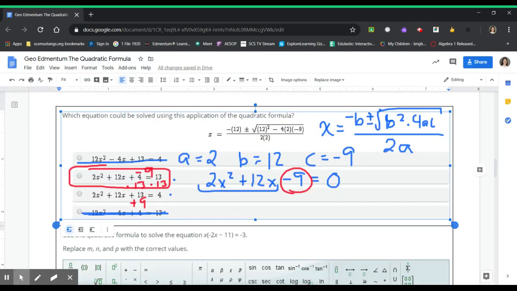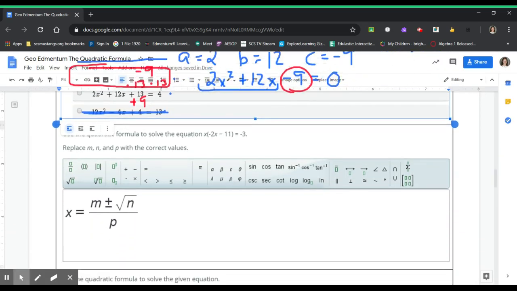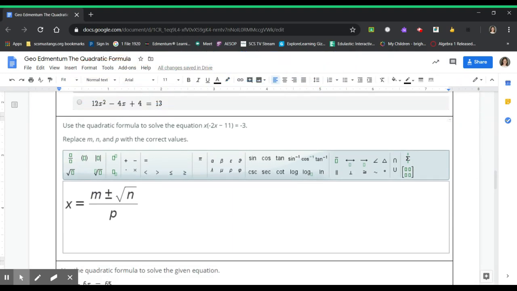Okay, looking at the next problem. It says the quadratic formula to solve that equation there, x times the quantity negative 2x minus 11 is equal to negative 3. Replace the m, n, and p with correct values.